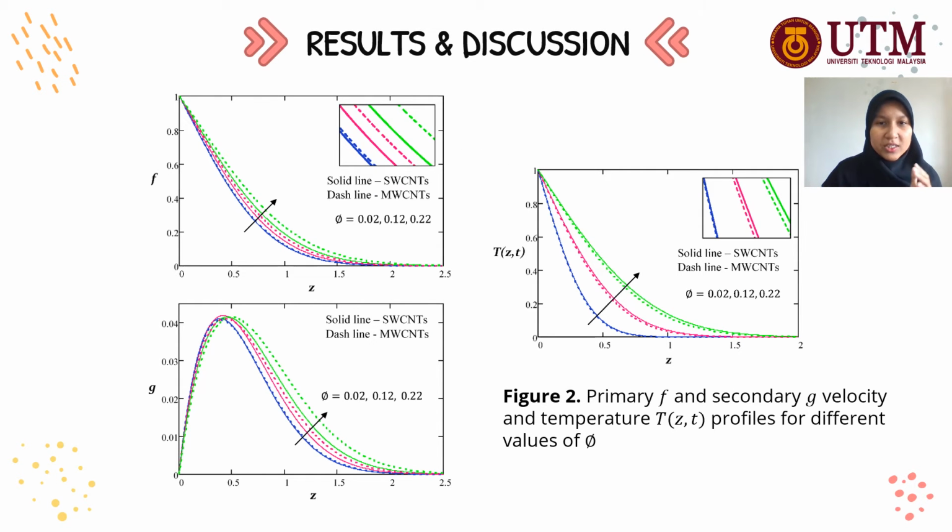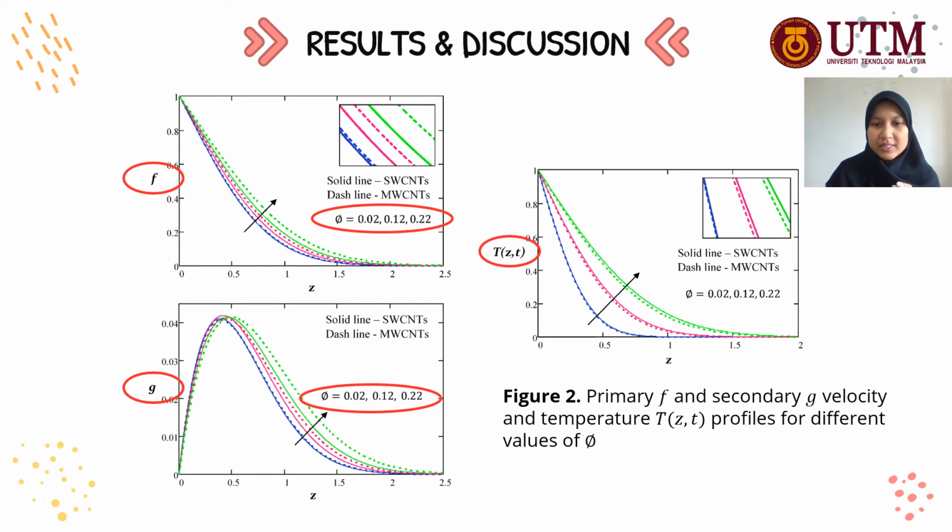And then for our results and discussion. In order to know whether our solution is correct, we use two methods. First, we ensure that our physical velocity and temperature satisfy the effects of the embedded parameters. Another way is to check our initial and boundary conditions, whether our graph satisfies them or not. So here this figure shows the primary velocity, secondary velocity and temperature profile under the effect of P. When P increases, velocity also increases, and the same goes for temperature.